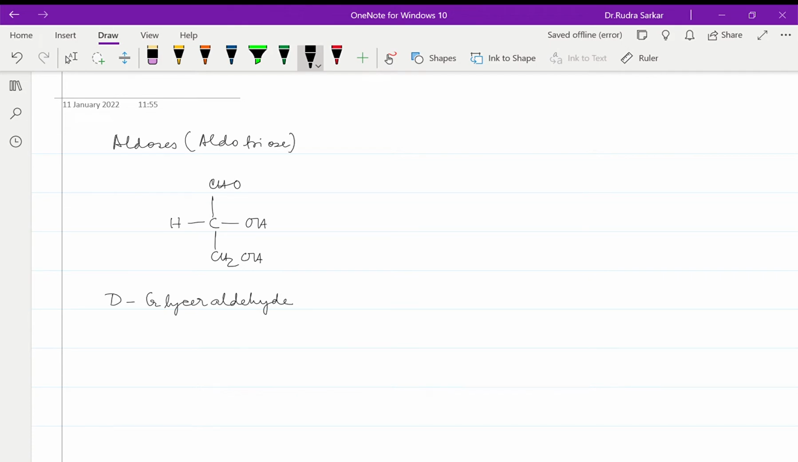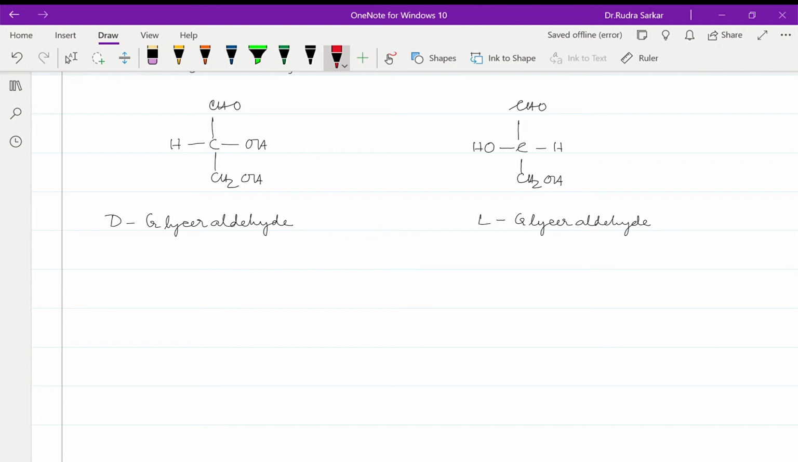So what should be the L-glyceraldehyde? That can be simply written as CHO. Now the OH group has to be placed on the left hand side, followed by the rest of the groups. Then this can be named as L-glyceraldehyde.